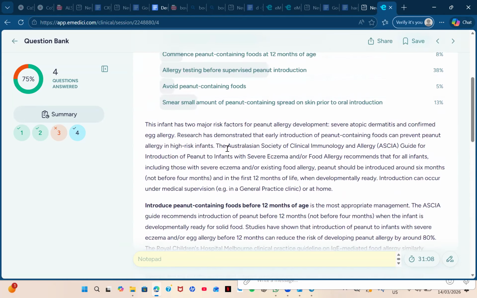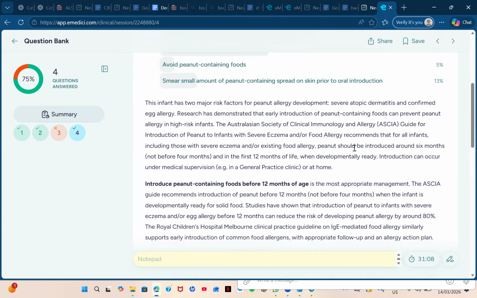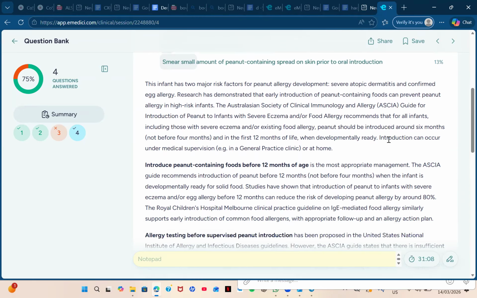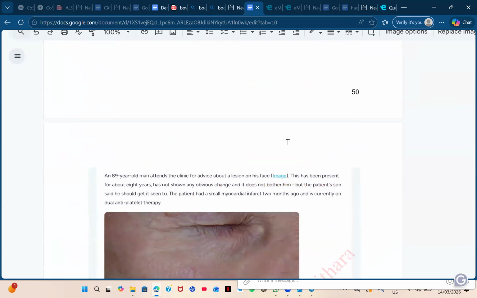The Australasian Society of Clinical Immunology and Allergy guide for introduction of peanut to infants is recommended for all infants, including those with severe eczema or existing food allergy. Peanut should be introduced around 6 months, not before 4 months, and within the first 12 months of life when developmentally ready, right? So just keep in mind, it may be important. We don't know what the AMC is asking, right? That's why I'm telling you. Okay, that's all for atopic dermatitis.